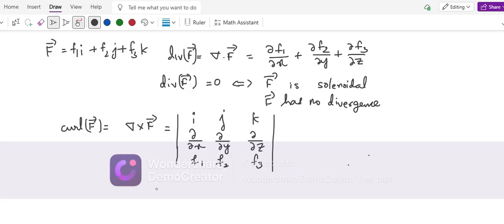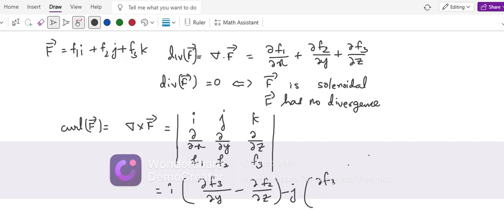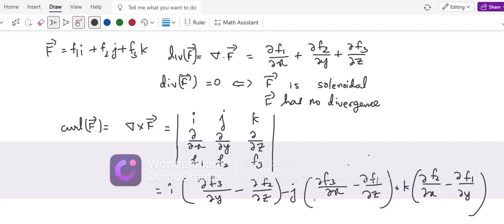We can simplify this. It is i into, deleting the corresponding row and column, the determinant of the remaining terms: ∂f3/∂y minus ∂f2/∂z, minus j into, deleting the corresponding column and row, the determinant of the remaining terms: ∂f3/∂x minus ∂f1/∂z, plus k into, again deleting the corresponding row and column, the determinant: ∂f2/∂x minus ∂f1/∂y. This is the curl.